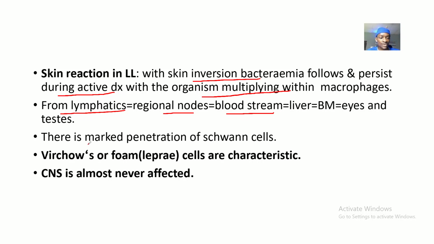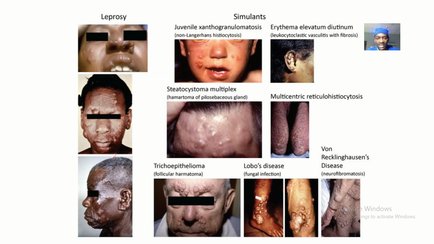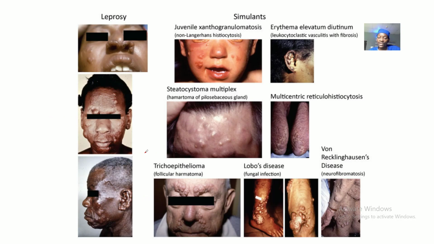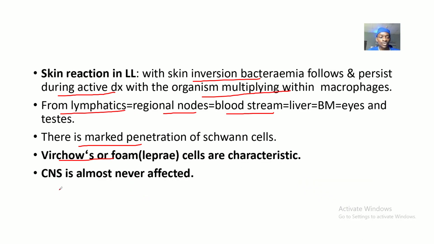Now there is a marked penetration of Schwann cells. The virtual cells, or foam leprae cells, are characteristic of this lepromatous leprosy. Basically, it's these cells underneath your skin that form all these bumps. I would say they are macules, and when they coalesce, they form all these nodules and bumps, which we call leonine facies. So one thing actually leads to another.